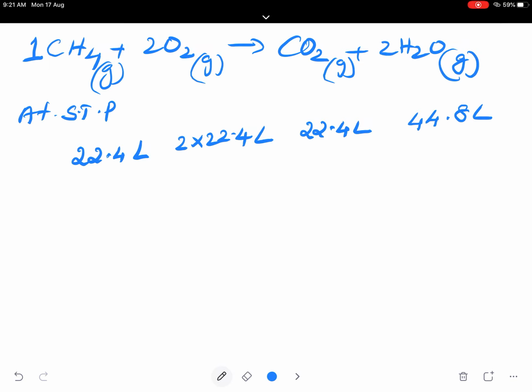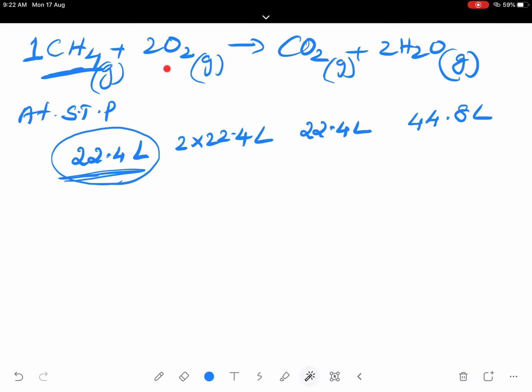So once again, 1 mole of any gas at STP accounts for this much volume. 1 mole of CH4, 22.414 liters. 2 moles of oxygen, that is 2 into 22.414 liters. 1 mole of CO2, 22.414 liters, and 2 moles of water, that is 44.8 liters. Now using this information you can do the calculations.